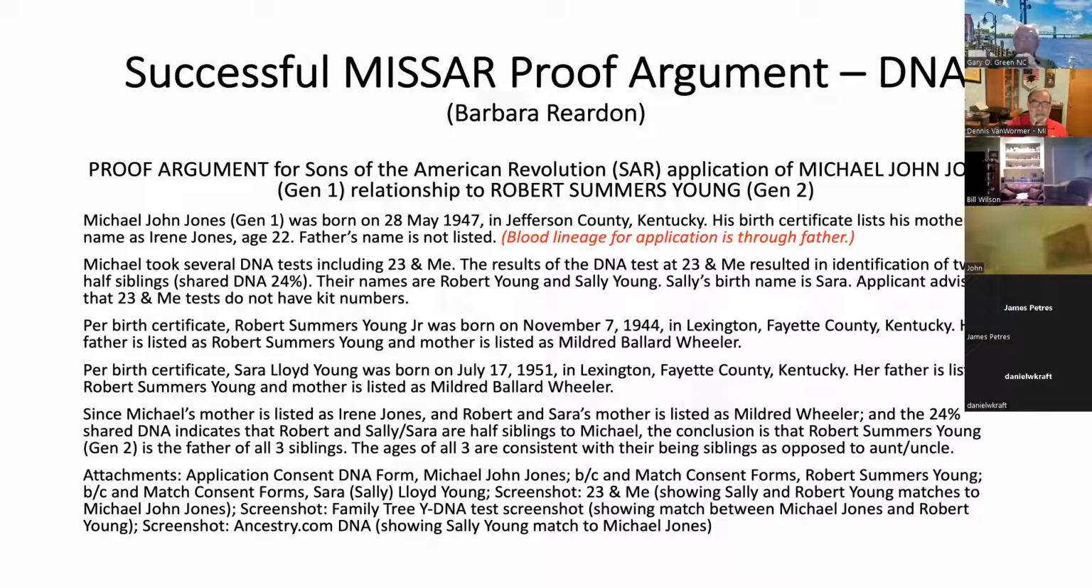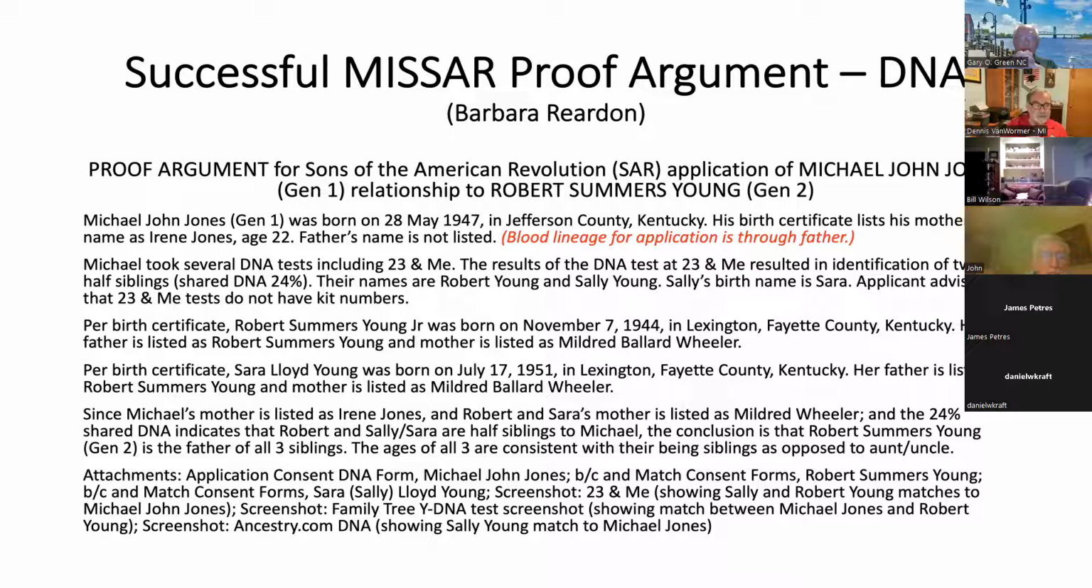He contacted them both, and it turned out, yes, they were brother and sister. They were willing to participate, signed the consent forms, and sent him copies of their birth certificates. So Robert Summers Young was junior to Robert Summers Young, his father. He was born 3 years before the applicant in Kentucky, but in a different location, a different county. His father was listed as Robert Summers Young, his mother as Mildred Ballard Wheeler.